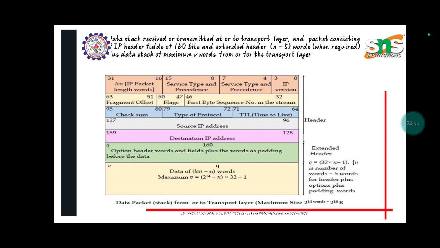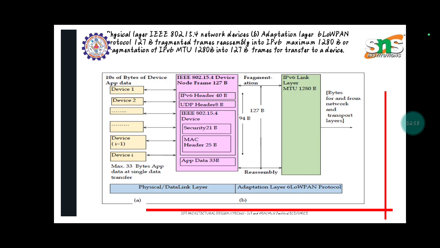Then, as we have already discussed, bits 127 to 96 are the source IP address and 159 to 128 are the destination IP address, and then the option header words and field, plus the padding words before the data. Then the checksum, type of protocol, TTL (time to live), length, service type and precedence, IP version, and data length. Then it is an IEEE standard network. It is device 1, device 2 and so on.